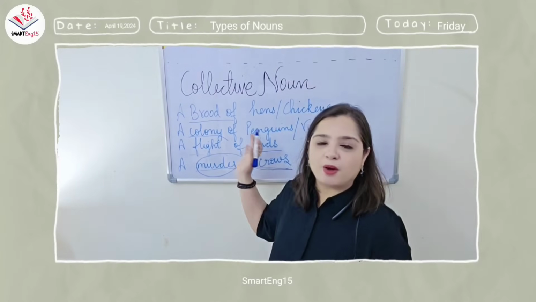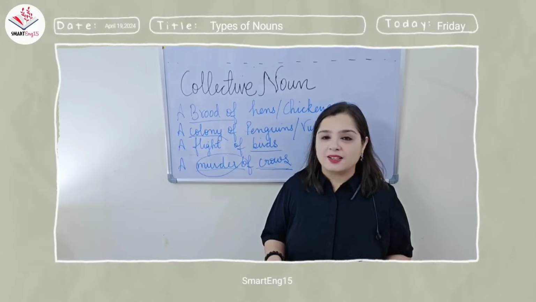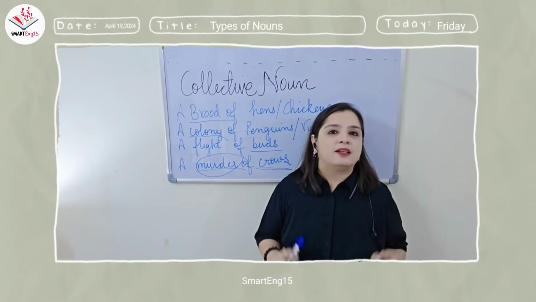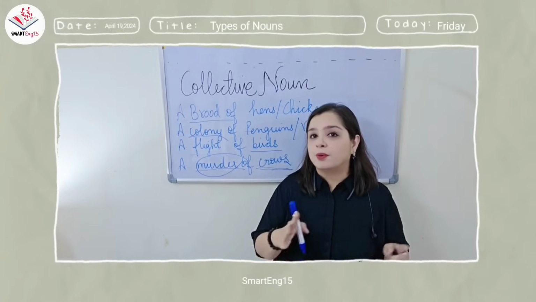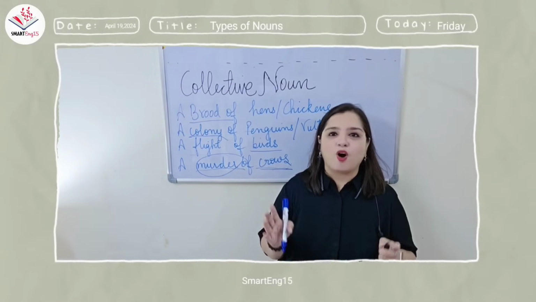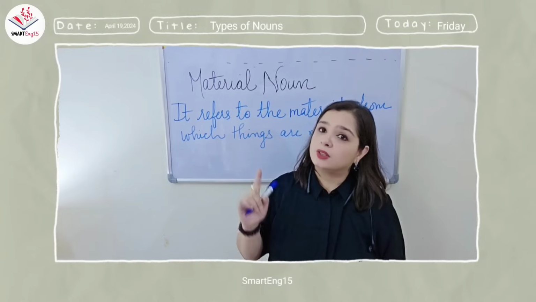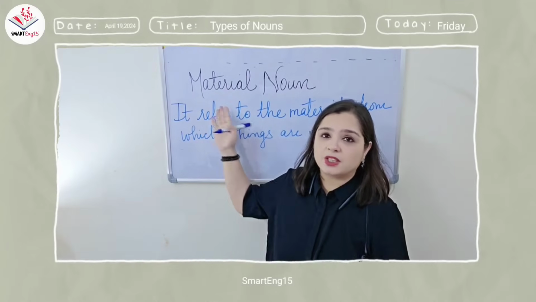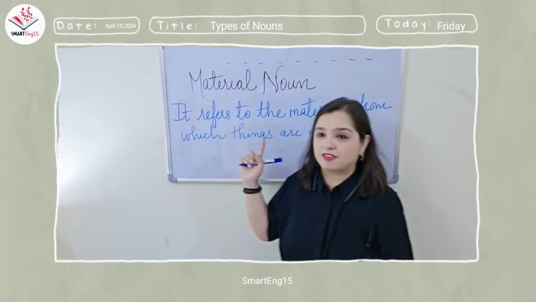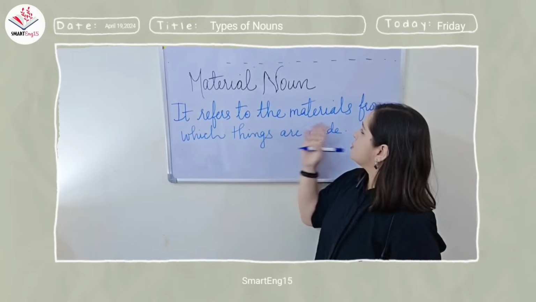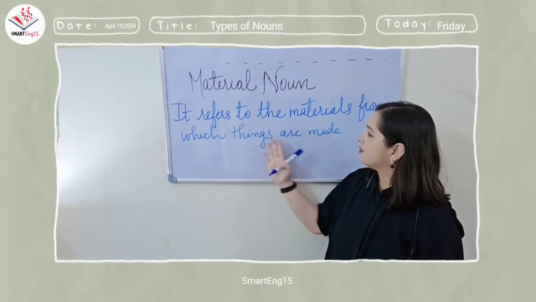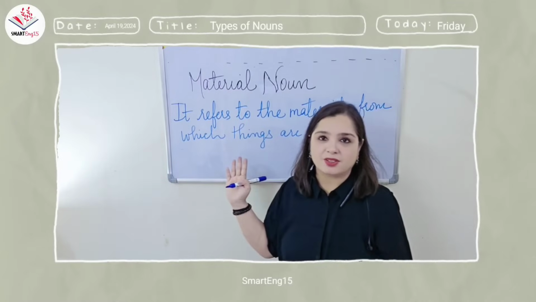So it is all about collective noun. Let us understand it one more time. A collective noun is a group of persons, places or things. So let's move to the next. Now let's talk about the next noun, which is material noun. Let's see the definition of it. It refers to the materials from which things are made, right?